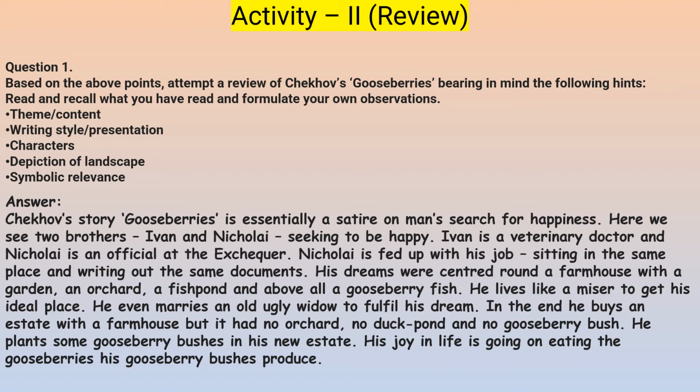In the end, he buys an estate with a farmhouse, but it had no orchard, fruit tree gardens, no duck pond, and no gooseberry bush. He plants some gooseberry bushes in his new estate. His joy in life is going on eating the gooseberries his gooseberry bushes produce.